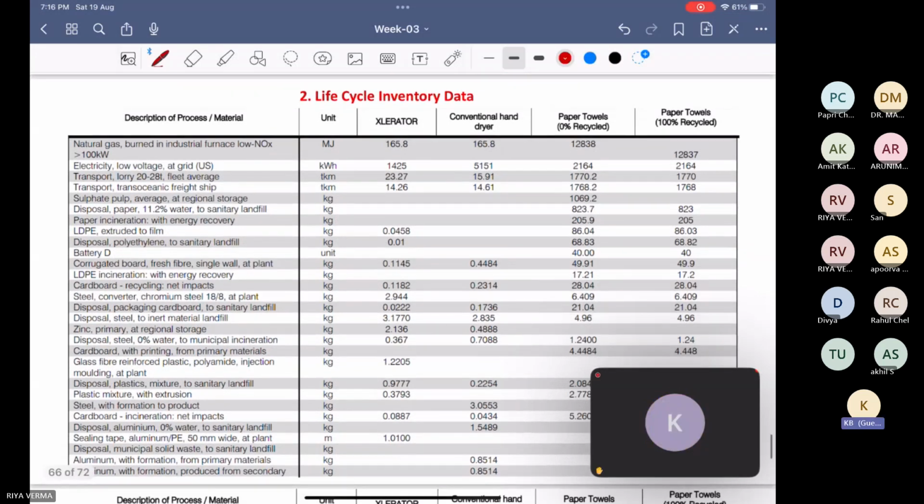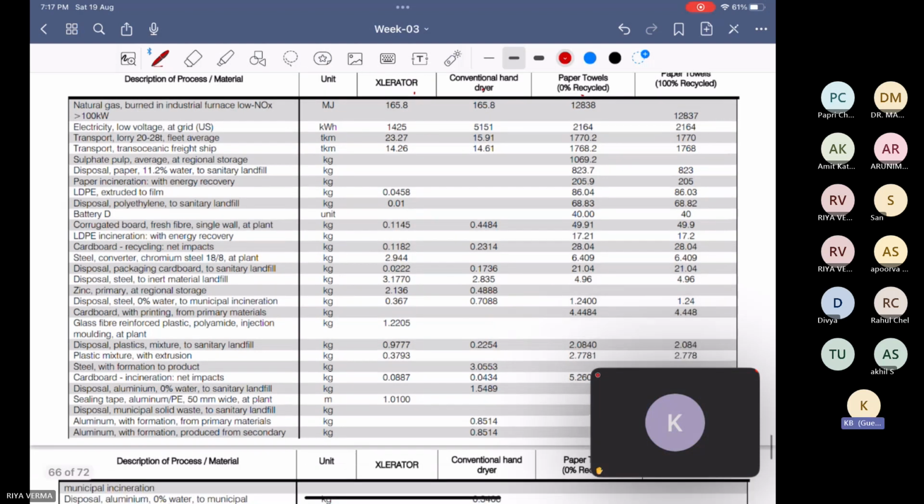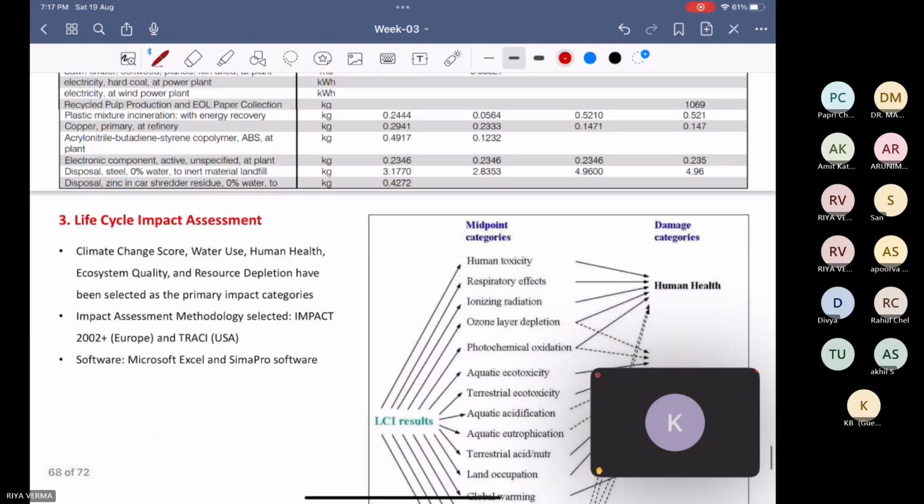अब इसके करस्पॉन्डिंग ये लाइफ साइकिल इन्वेंटरी डेटा हम क्रिएट करते हैं. तो फर्स्टली हम यहाँ पर फंक्शन यूनिट्स को डिफाइन करेंगे सारी. फिर तीनों टाइप्स ऑफ ड्रायर्स जिसको जिसको हम ले रहे हैं, एक्सलरेटर, कन्वेंशनल एंड पेपर टाल्स, तीनों के करस्पॉन्डिंग जो भी वैल्यूज आ रही है इन्वेंटरी डेटा की उसको हम टेबल के फॉर्मेट में ऐड ऑन करेंगे.